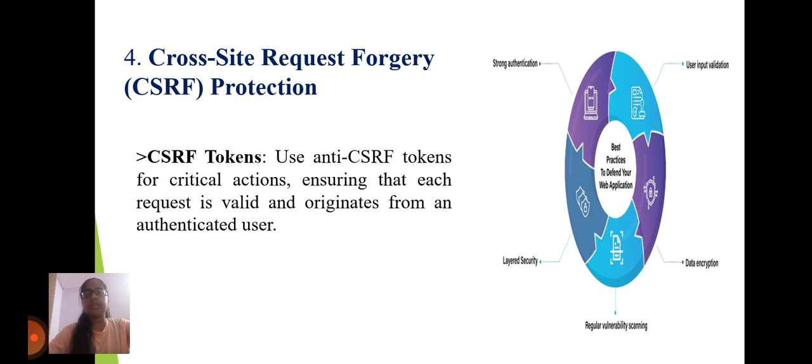The fourth thing under web security considerations is cross-site request forgery, CSRF protection. The first thing under CSRF protection is CSRF tokens. Use anti-CSRF tokens for crucial actions, ensuring that each request is valid and originates from authenticated users. It comes under the web security considerations.